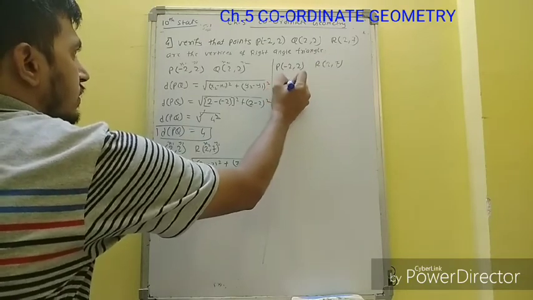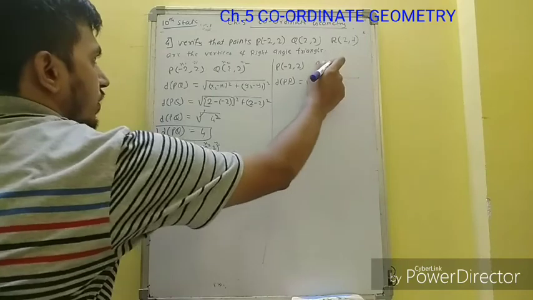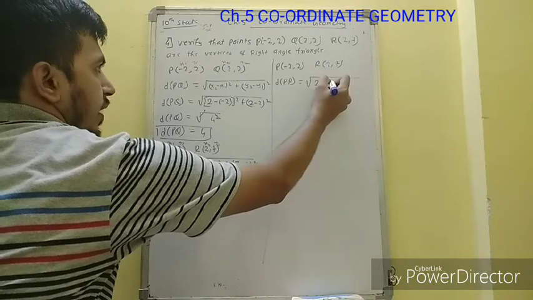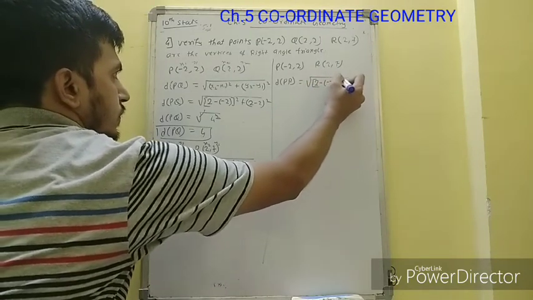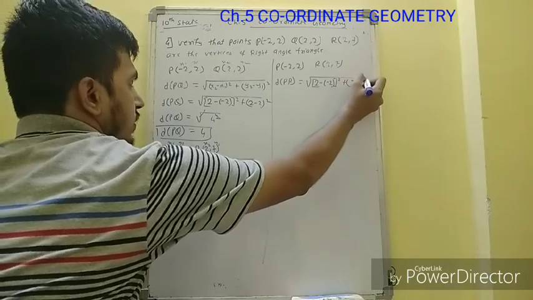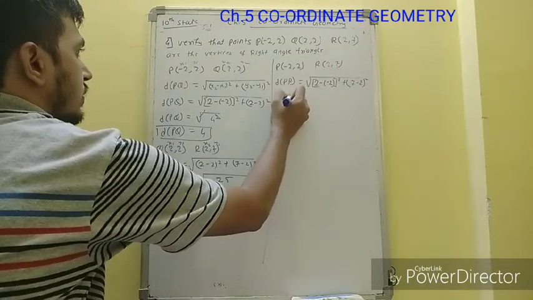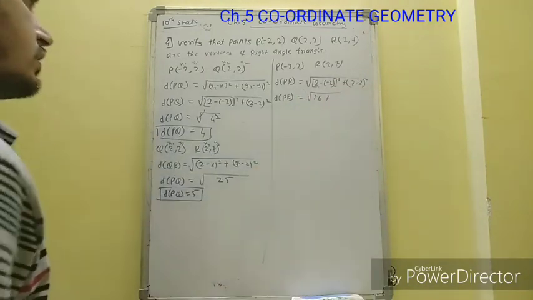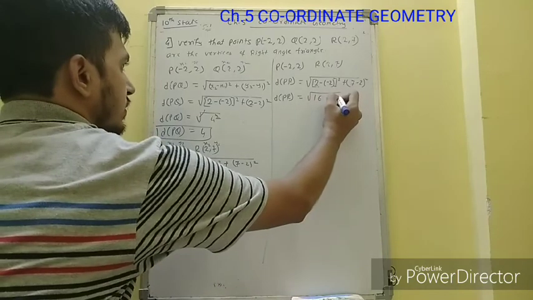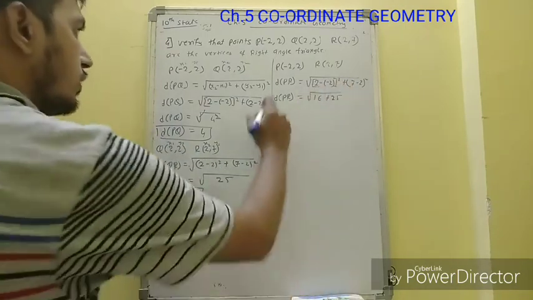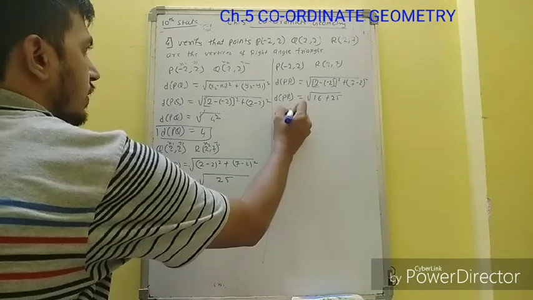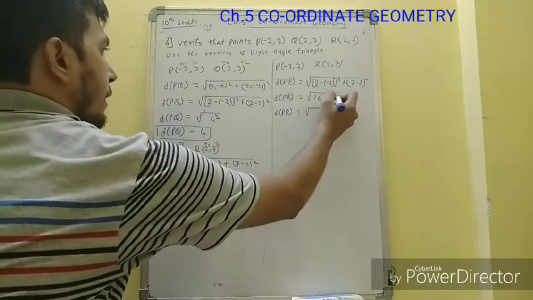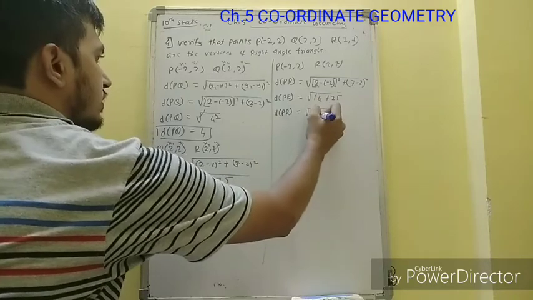So distance PR is equal to the square root of (x2 minus x1) squared, that is (2 minus (-2)) squared, plus (y2 minus y1) squared. So distance PR is equal to the square root of (2 plus 2 is 4) squared, which is 16, and (7 minus 2 is 5) squared, which is 25. Okay, so distance PR is equal to the square root of 25 plus 16, which is 41.